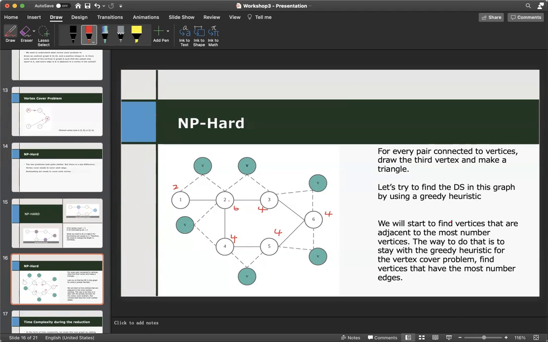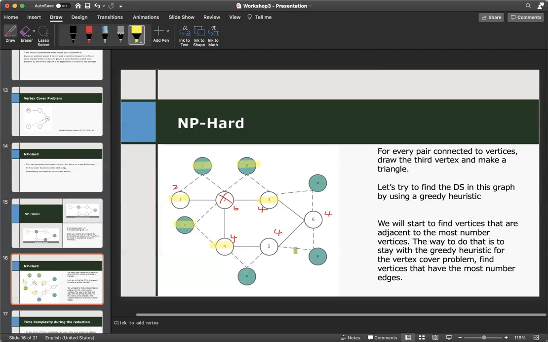Let's start with the vertex that covers the most edges, which is number 2. We will choose number 2. After I choose number 2, this one is covered, this one covered, this one covered, this one, and this one, 6 totally.